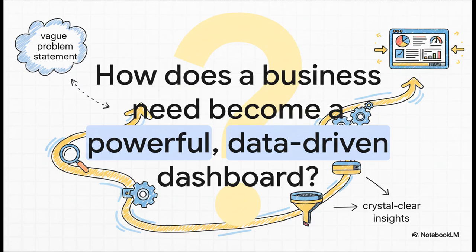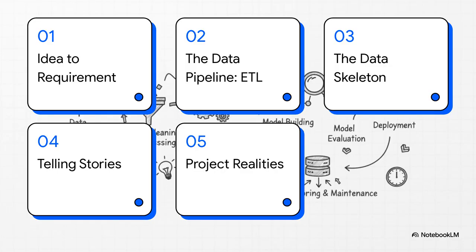We're going to follow this whole journey, starting from a really vague business need, something like, hey, we just need better visibility into our fleet, and see how that evolves, step by step, into an interactive tool that gives you those crystal clear insights. It's a really cool process, honestly, where business strategy and some pretty deep tech have to come together. All right, so here's our roadmap for this explainer.